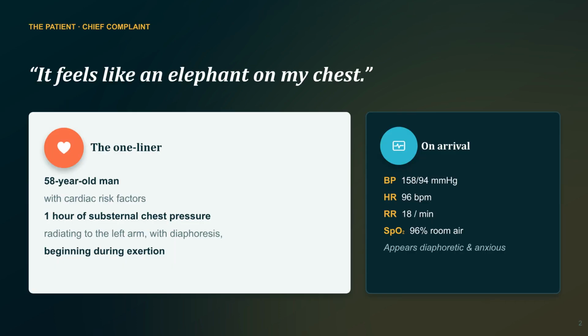Let's meet our patient. He is a 58-year-old man who arrives with an hour of substernal chest pressure. He describes it as feeling like an elephant on his chest, radiating to his left arm. It began during exertion, and he appears anxious and diaphoretic. His vital signs on arrival are also noted here.